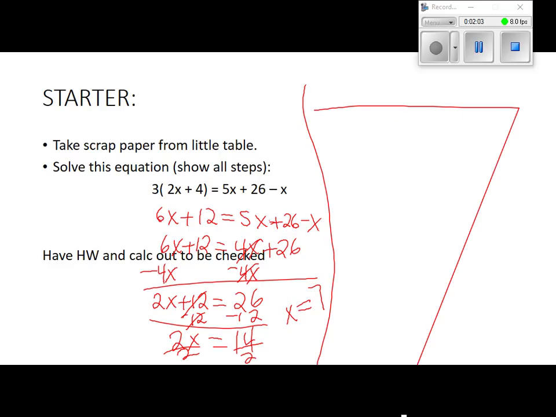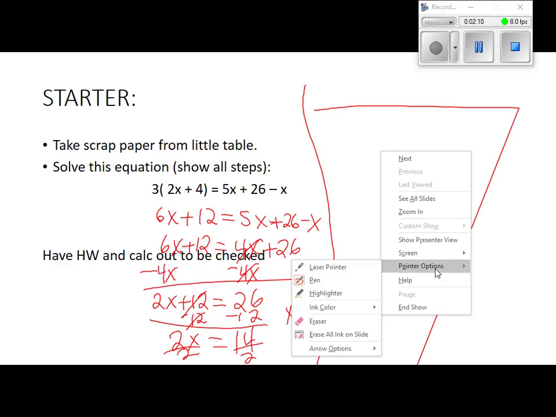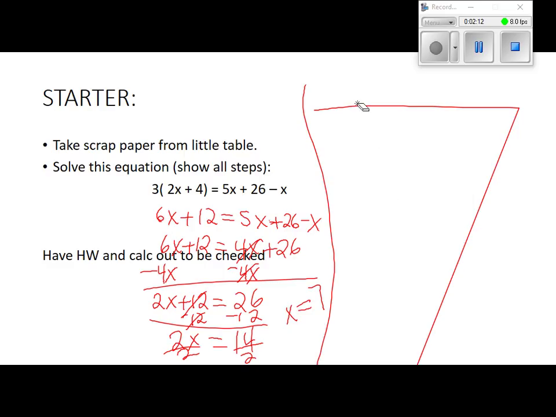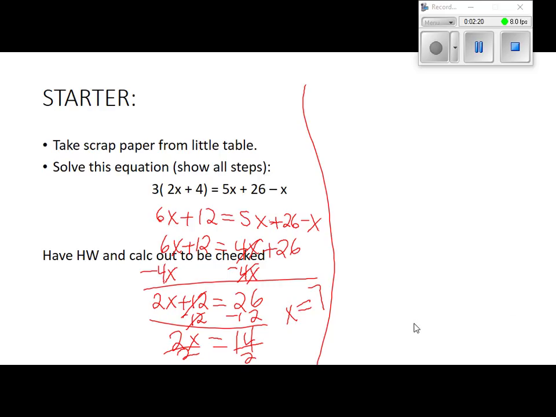And what we're going to start today, Mr. Brockman's favorite. I'm just kidding, it's everybody's favorite. If you've ever talked to a student who's taken geometry before, this is what they love the most.